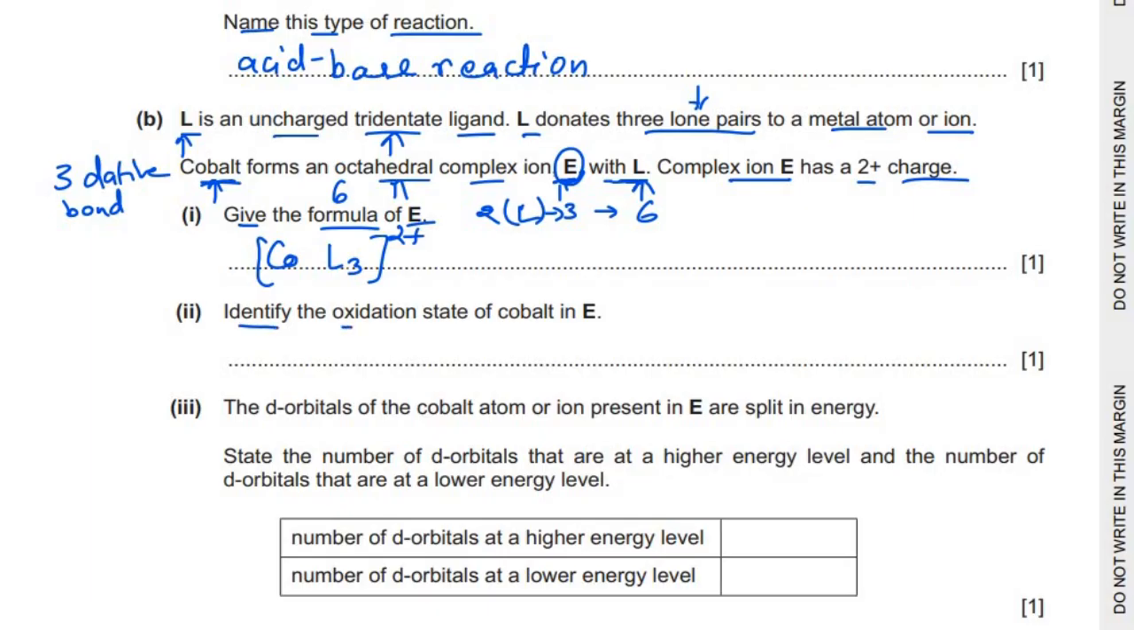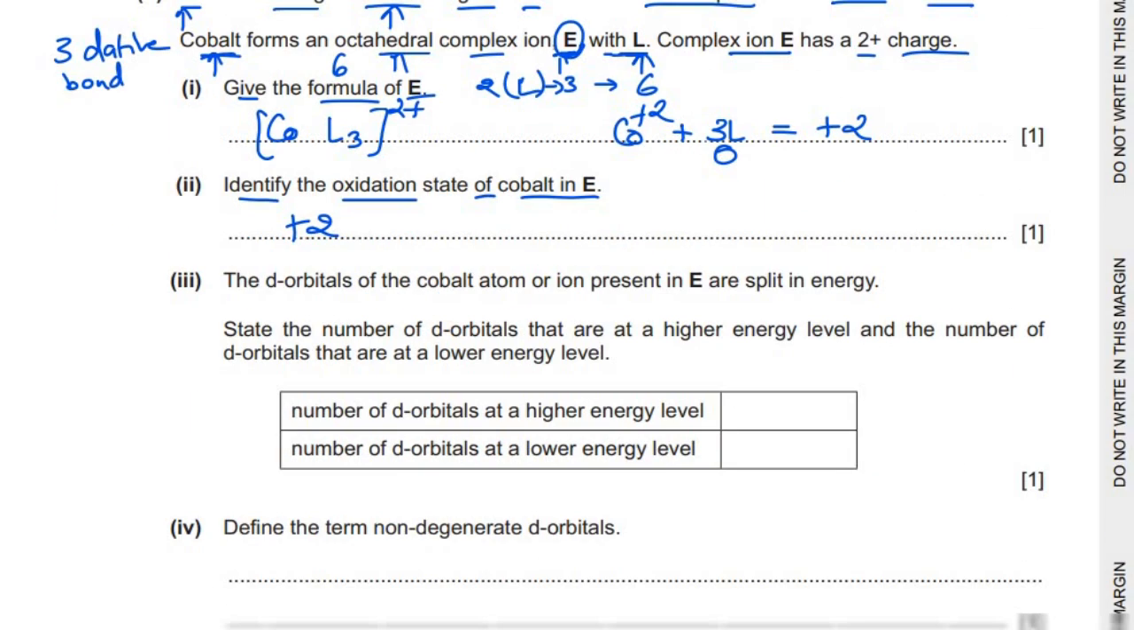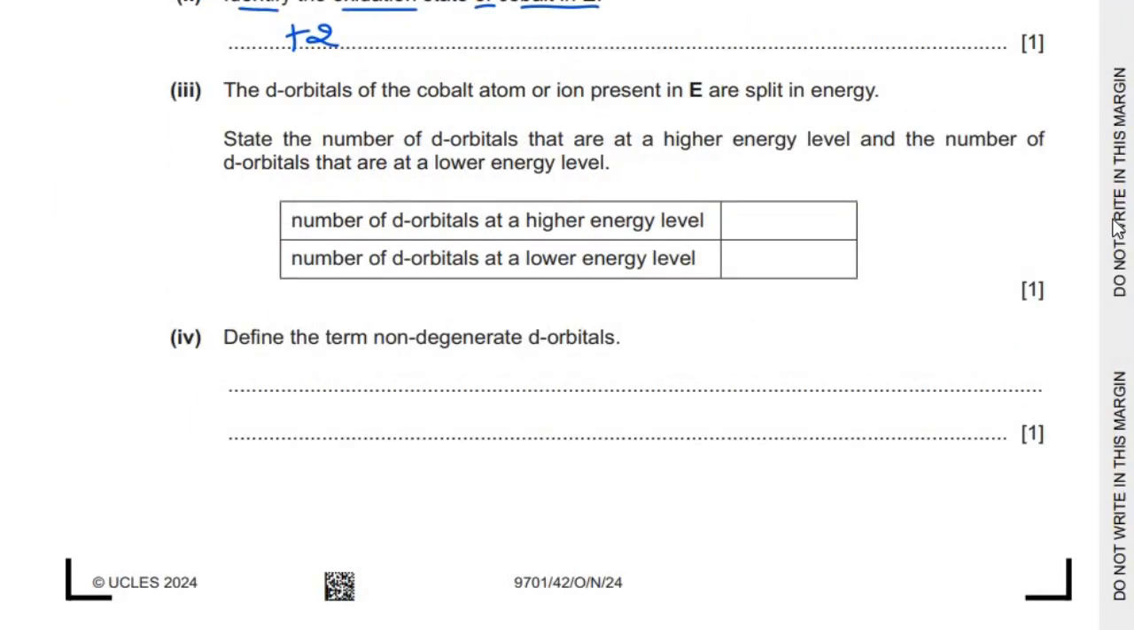Okay, identify the oxidation state of cobalt in E. Now L is neutral, so even if 3L is used, the charge of L is neutral and the overall charge is +2, then in that case cobalt should also have a charge of +2. That's why the overall charge is 2+. So the oxidation state of cobalt in E is +2. So this is how we work out the oxidation state. Let's go ahead with the next sub question.